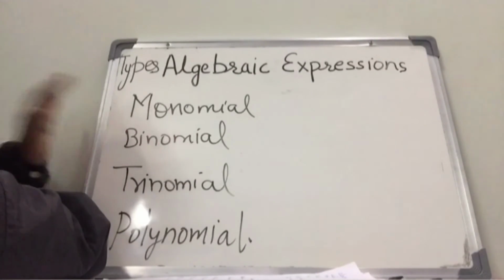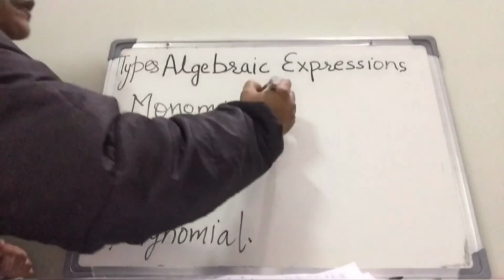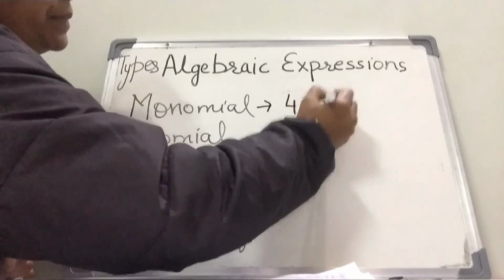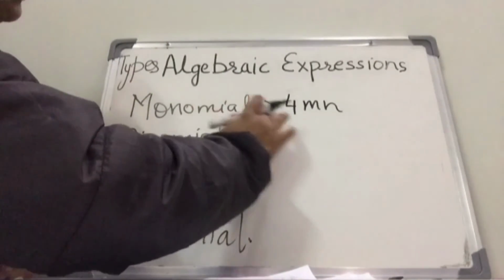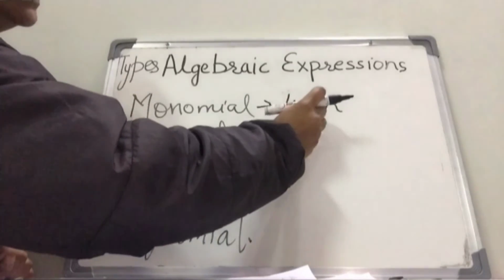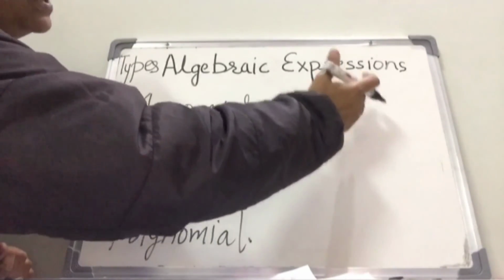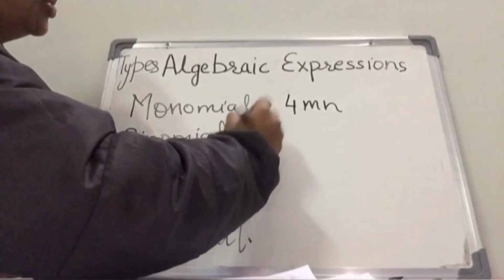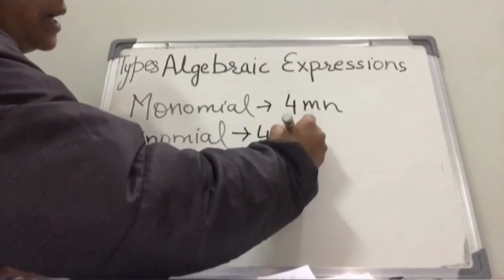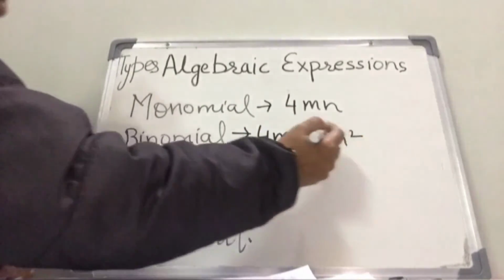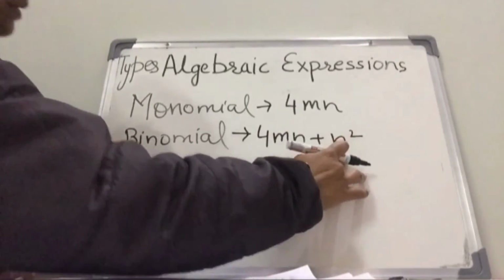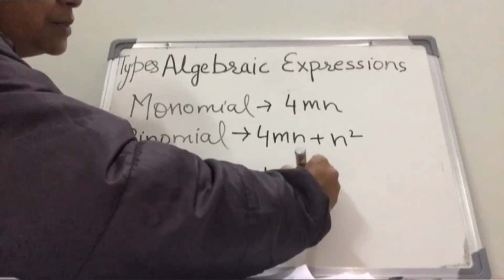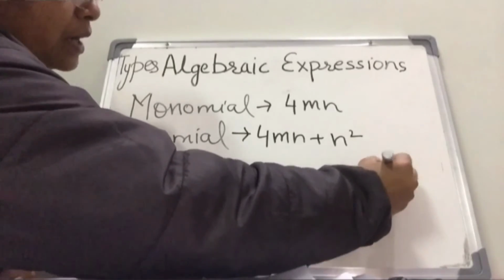First is monomial. Monomial is an algebraic expression with one term. Suppose this is an expression 4mn. It is a monomial, meaning it has one term. Meaning there is no other term which is separated with a plus or minus sign. Next is binomial. It has two terms. Suppose we have the expression 4mn plus n square. You see, we have two terms in this expression. Then comes trinomial. Trinomial is when we have three terms in an expression.